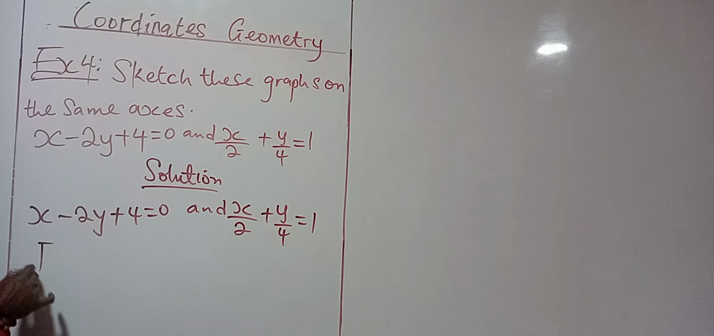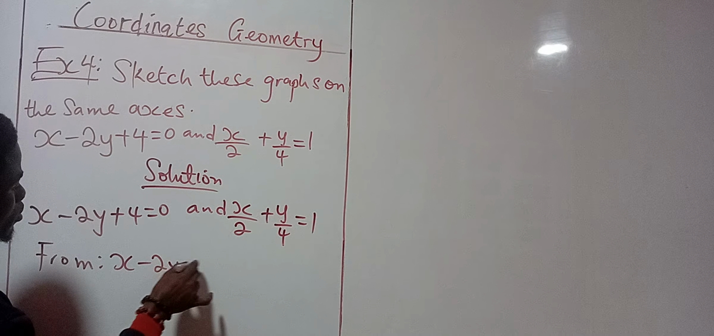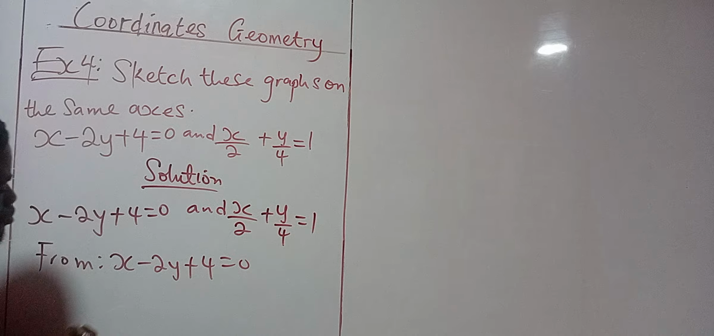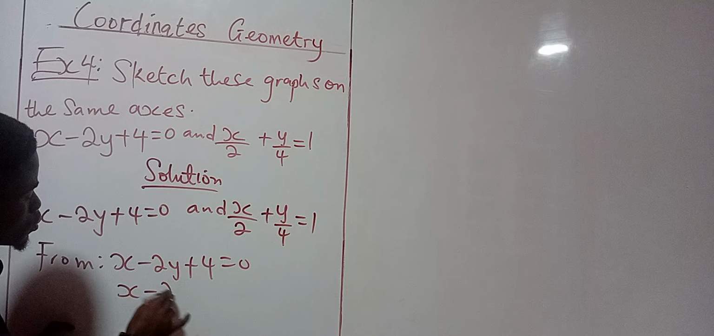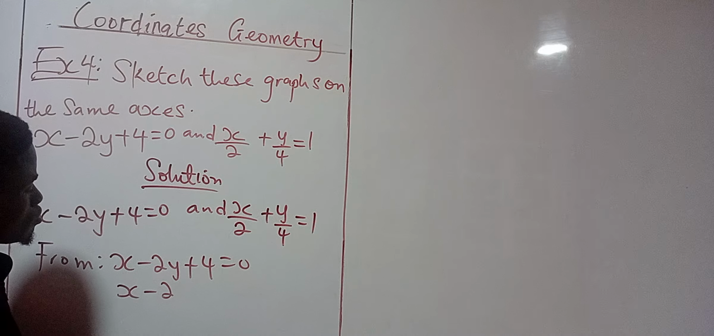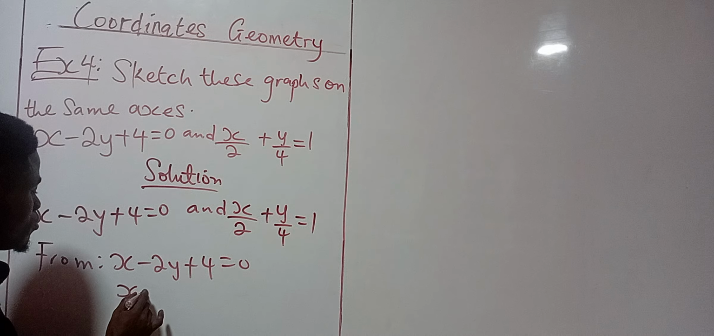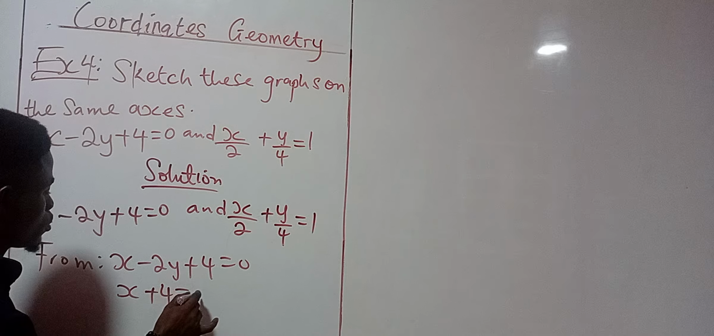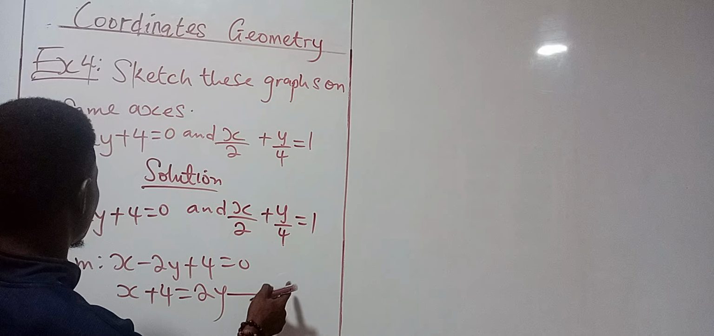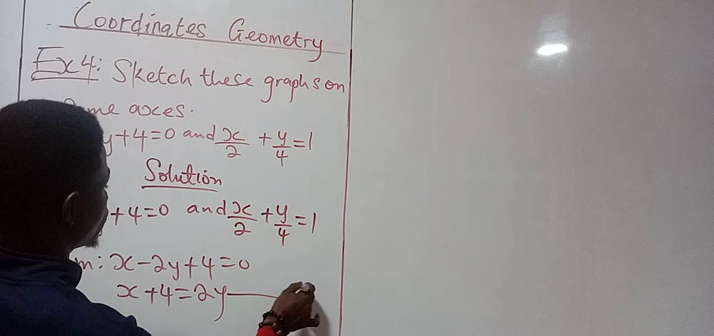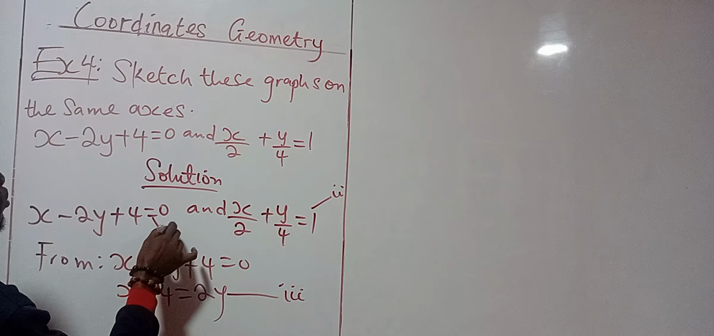Let's say we have, from x minus 2y plus 4 equal to 0, bring this 4 to the other side. We are going to have x plus 4 equals 2y. So you can call this one equation 3. This one is equation 2. And this one is equation 1.